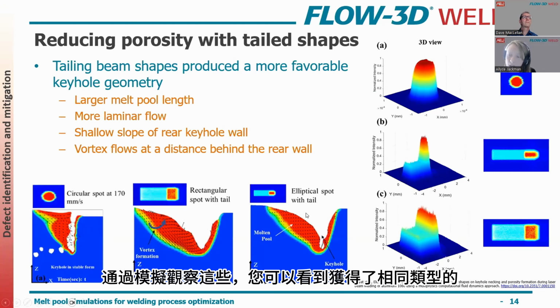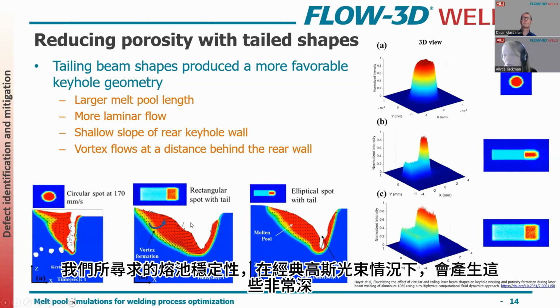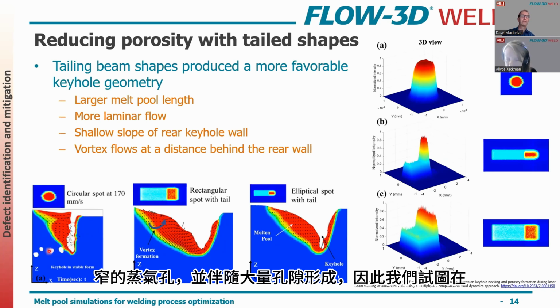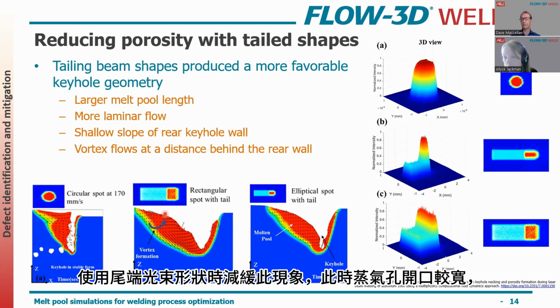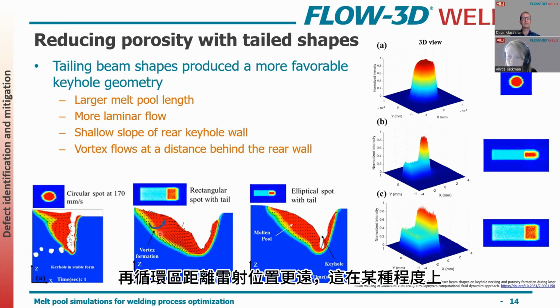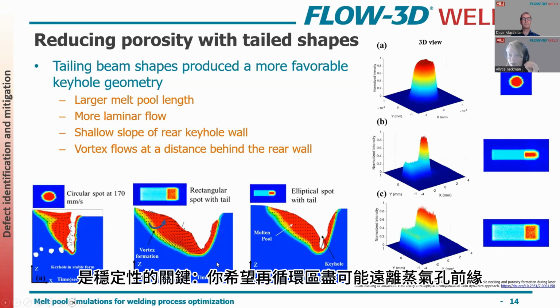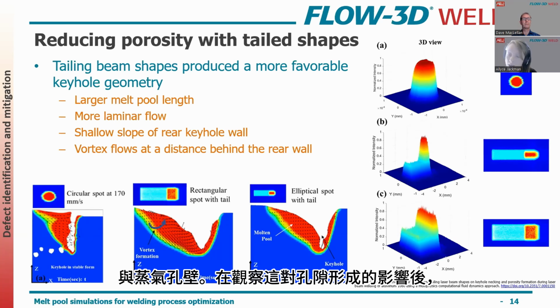And looking at these through the simulation, you could see that you get that same kind of melt pool stability that we're looking for. So in the classic Gaussian case, you get these really deep, narrow keyholes. There's a lot of porosity formation. So we're trying to mitigate that. In the cases with the tailed beam shapes, there is this wider opening of the keyhole. And then you get this recirculation zone further away from where the laser is located. And so that's kind of the key here in terms of the stability. You want recirculation to be away from the front keyhole wall as much as possible.